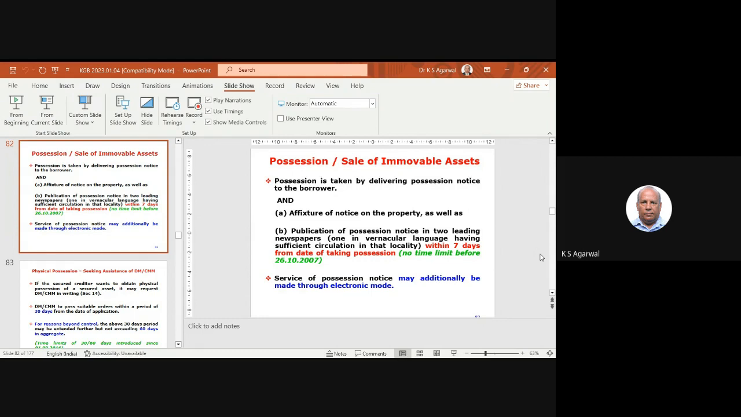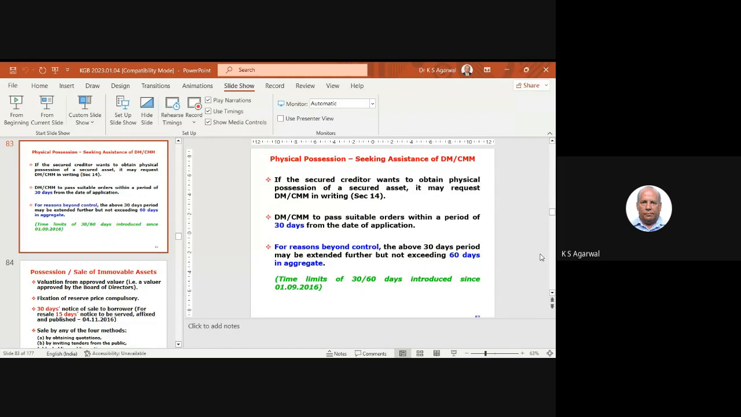Before 2007, there was no time limit. So for the last 15 years, this time limit of 7 days is there. So I have just pasted the notice, published it, delivered. If borrower or some tenant is residing there, they have not given me the vacant possession, and I want to take the physical vacant possession, then I can make an application to District Magistrate, Chief Metropolitan Magistrate.